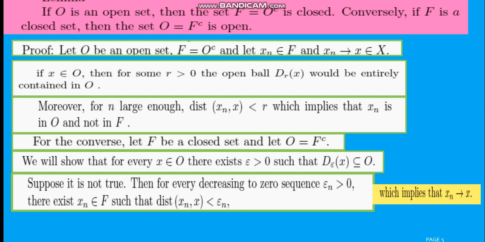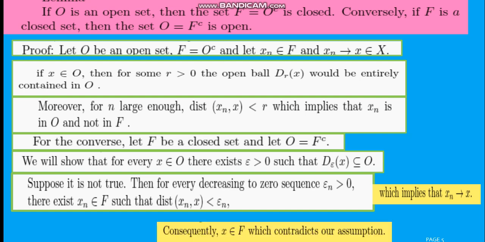But F, what do you have taken? F is closed, so we must have x in F. But our assumption is, where did we take x? We took it in O, right? So which is a contradiction. So there should exist at least one open ball which is contained in this.